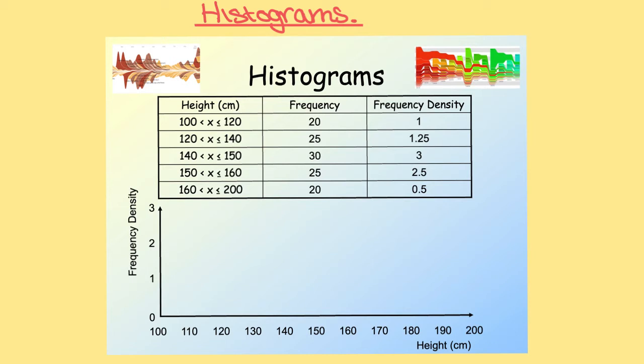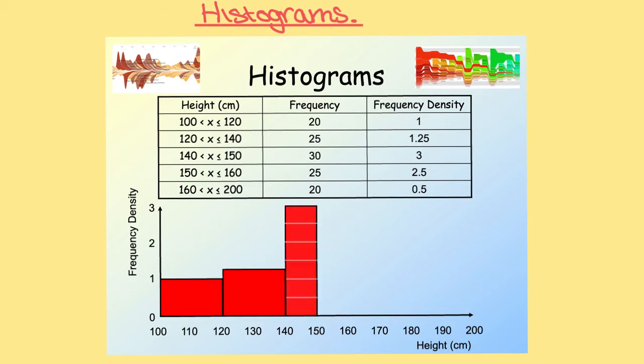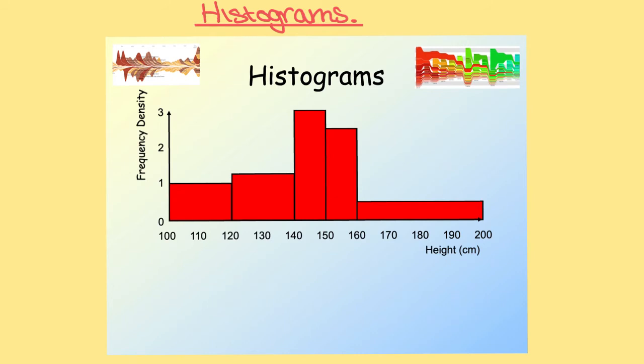So the heights go on the x-axis, and on the y-axis we have frequency density, not frequency. So the first group, 100 to 120, frequency density 1. Second group, 120 to 140, frequency density 1.25. Third, fourth, and the last group from 160 to 200 has a frequency density of 0.5. So there is the histogram. No gaps.